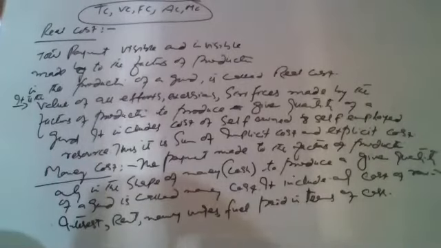So cost can be in the form of variable cost, fixed cost, average cost, marginal cost, real cost, money cost, implicit cost and explicit cost. Okay?